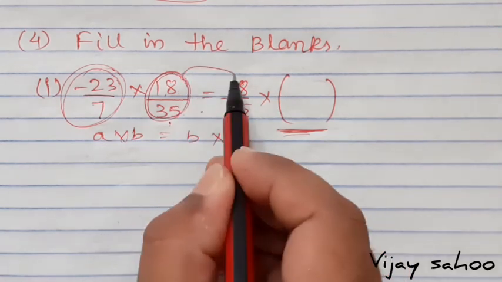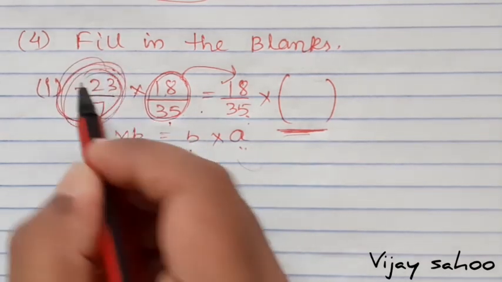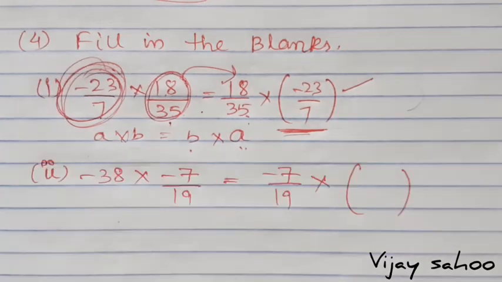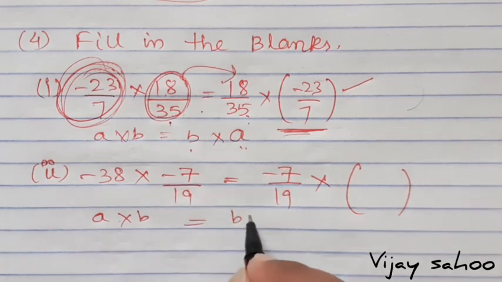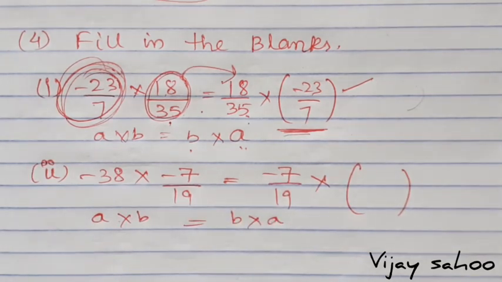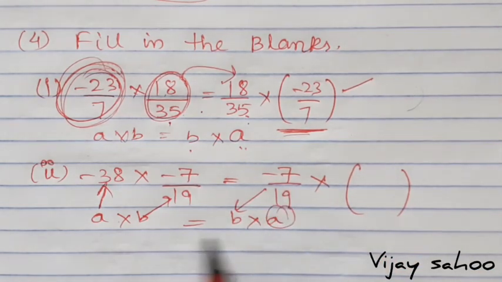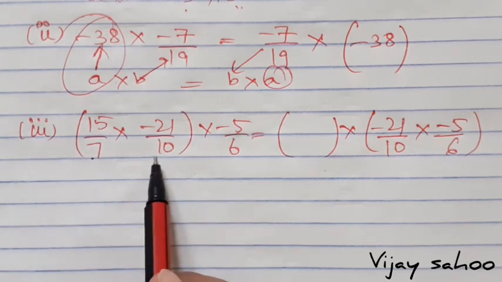Right hand side, we already got the value of B. So what is left out? A is left out. So what is the value of A? Minus 23 by 7. So this is the answer. Next one, again A multiplied by B should be equal to B multiplied by A. So you can see that your A value is minus 38, B value is minus 7 upon 19. So B is already written over here. So what is the value of A? That is minus 38.